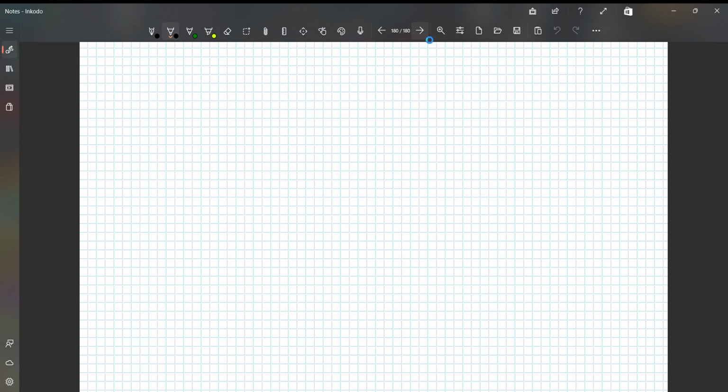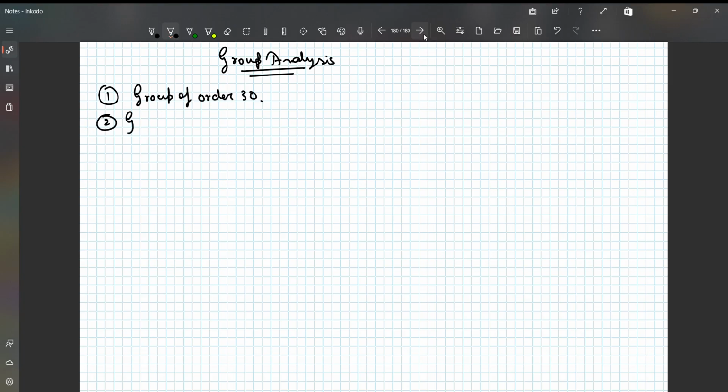Okay, so let's continue our discussion on group analysis. In the previous lecture, as far as I remember, we had discussed two specific groups. One was a group of order 30, and one was a group of order PQ, such that P is less than Q and P does not divide Q minus 1, right?